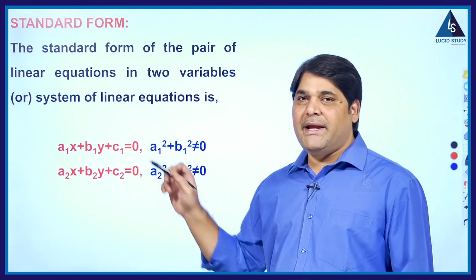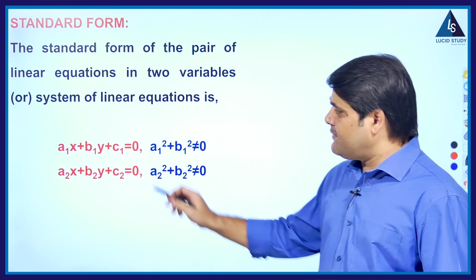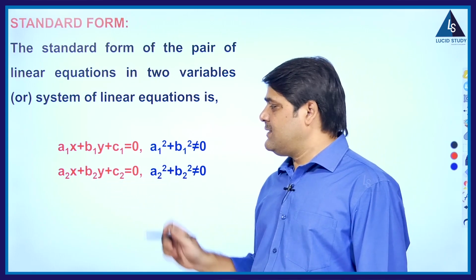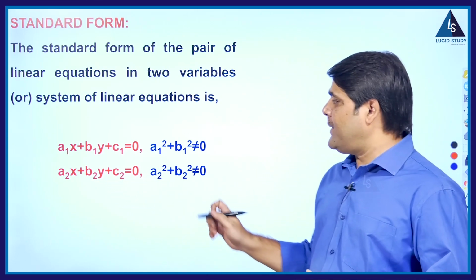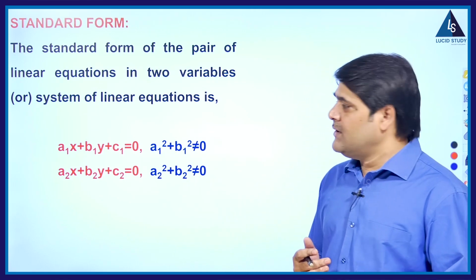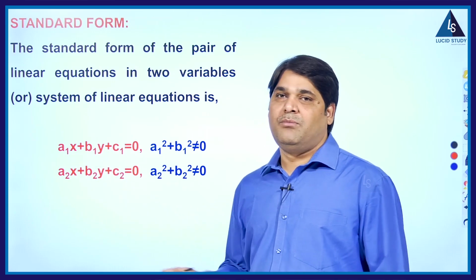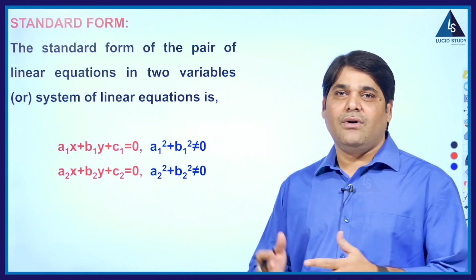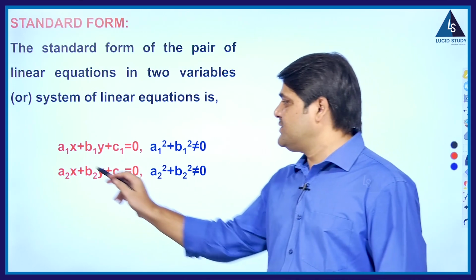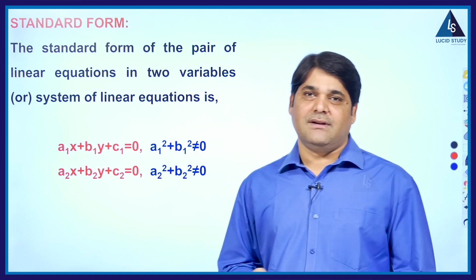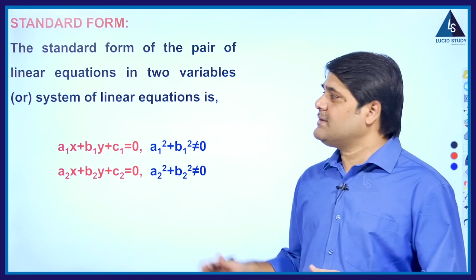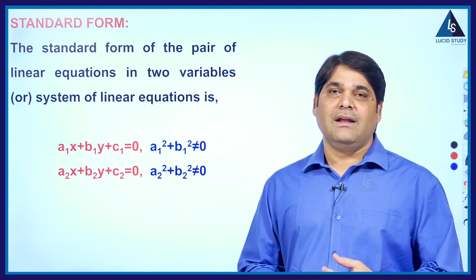So the same thing here, pair means two linear equations we will take. That is why we will take a1x plus b1y plus c1 is equal to 0 and a2x plus b2y plus c2 is equal to 0. And the important condition is a1 square plus b1 square is not equal to 0. What do you mean by this, children? So at a time a1 and b1 both should not be 0. Either a1 may be 0 or b1 may be 0, but a1 and b1 together should not be 0. If these two are zeros, then this will not be an equation, right? So same way here also. Okay, so a2 square plus b2 square is not equal to 0. This is the standard form of your pair of linear equations.